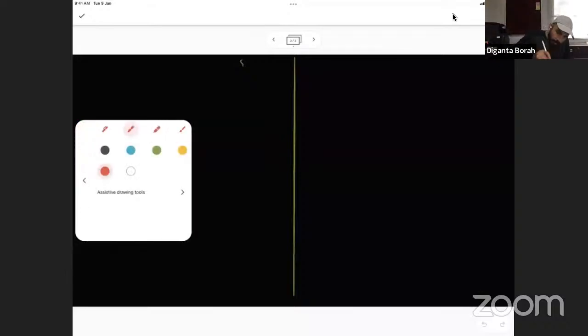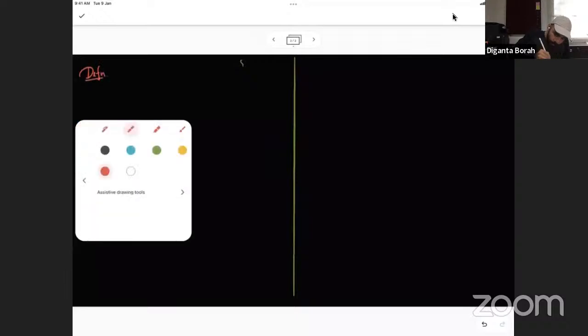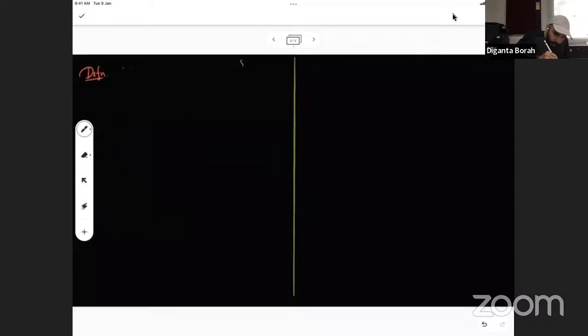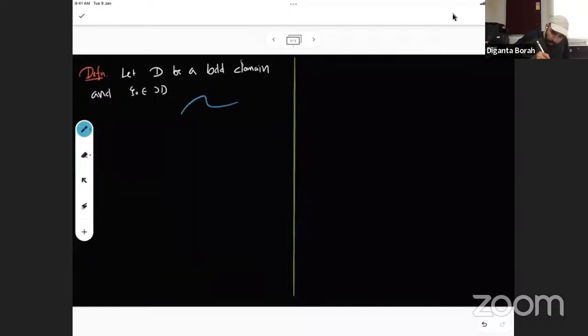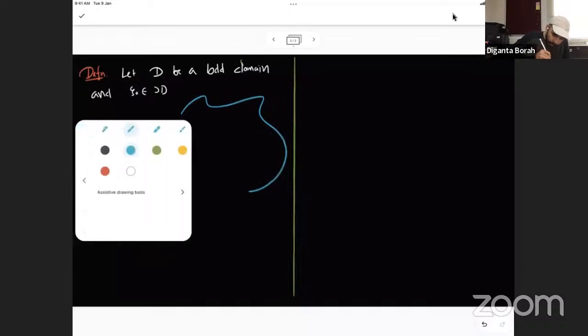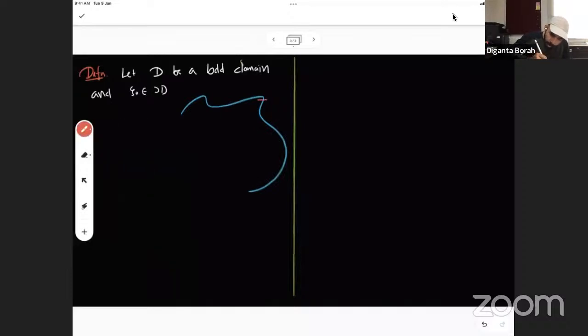So here's the definition. Let D be a bounded domain, and zeta naught is a boundary point. So we have something like this, and you have, say, some point zeta naught here.